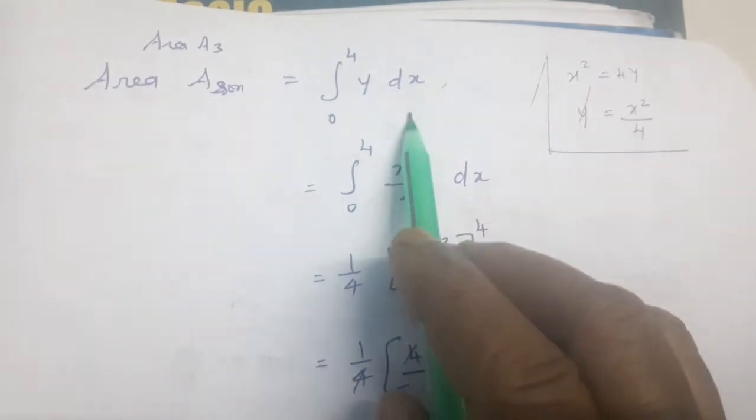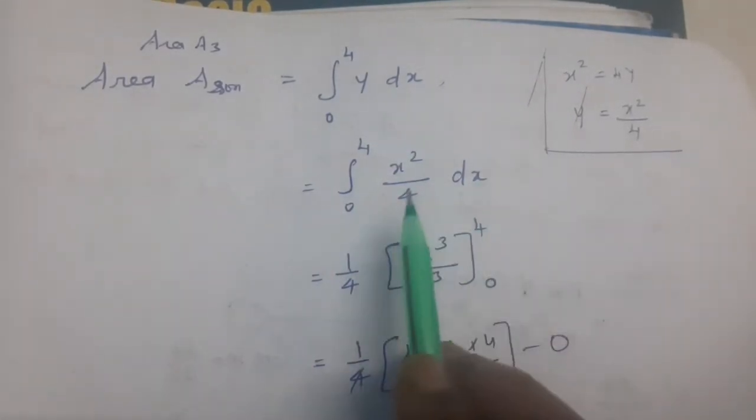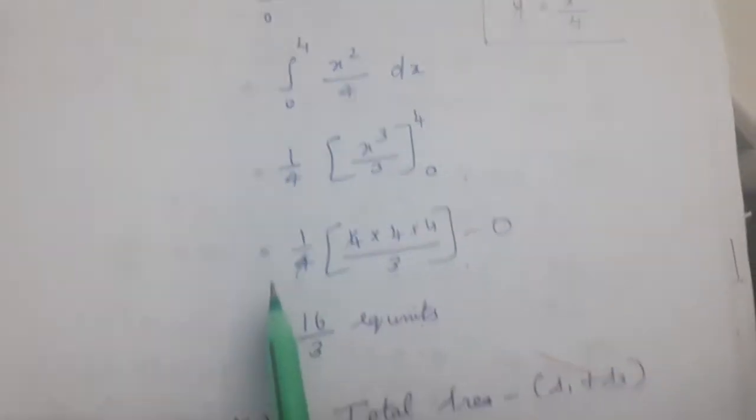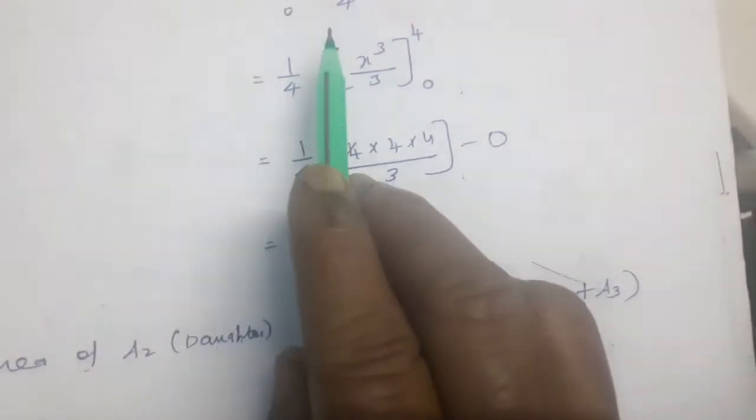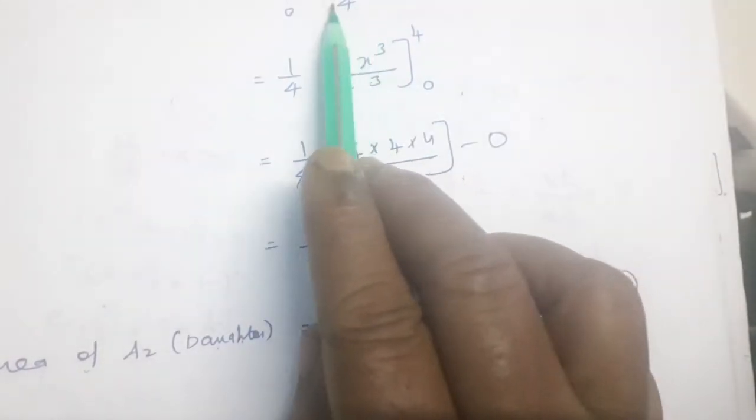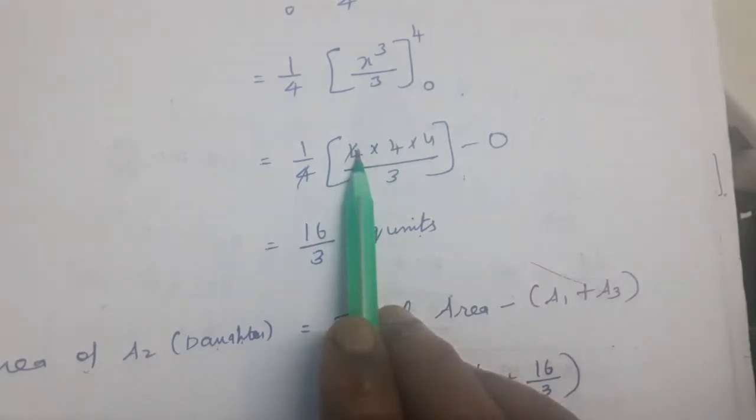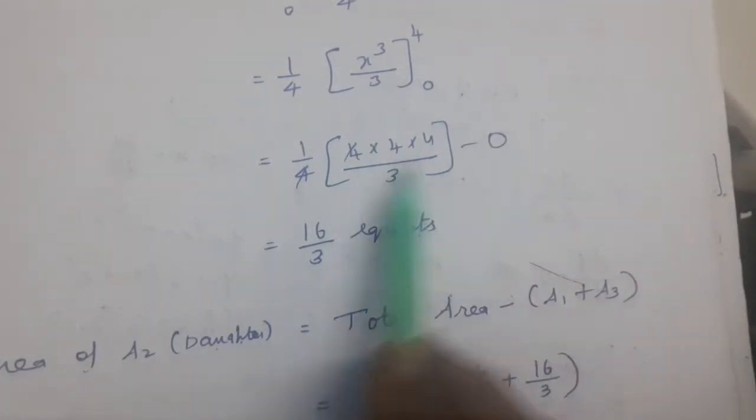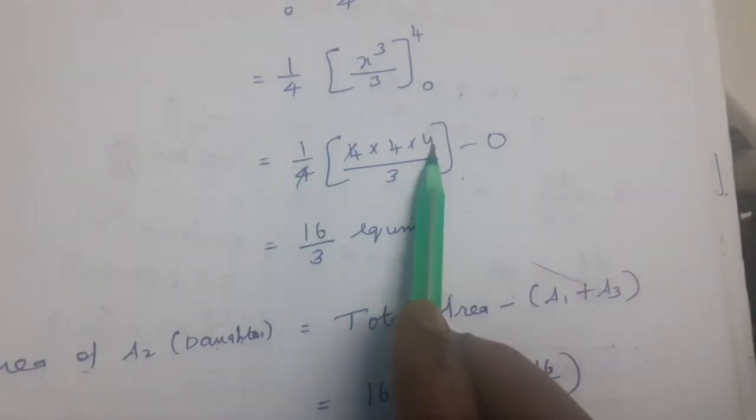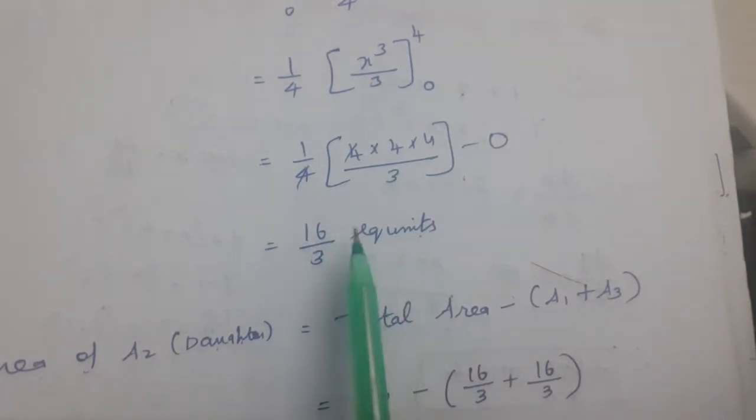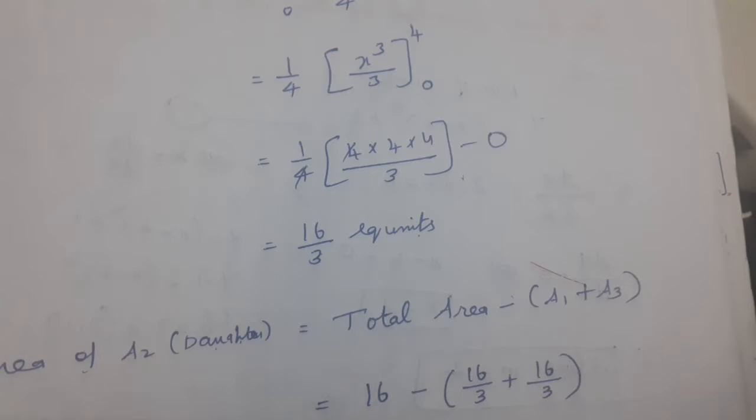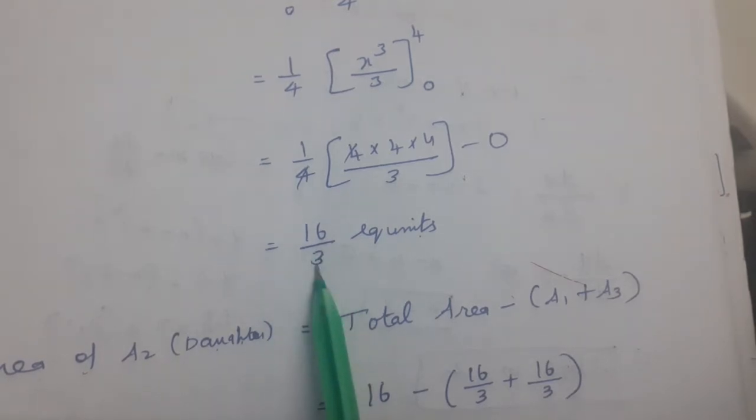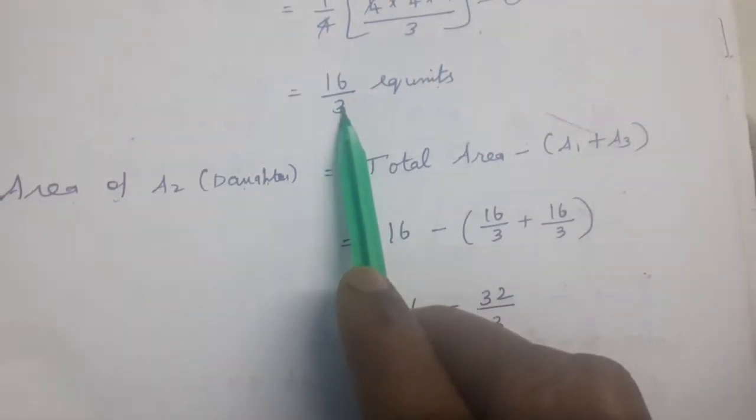The area of the son is the integral from 0 to 4 of y into dx. Instead of y, the same x square by 4 into dx. The same result comes: substituting x square by 4, we get x cube by 4. The upper limit is 4, the lower limit is 0. Now 1 by 4 into 4 into 4 into 4, so the 4 cancels, and 4 fours are 16 by 3 square unit. The wife region is getting 16 by 3, and the area of the son is also 16 by 3 square unit.